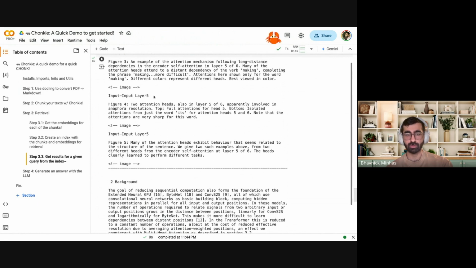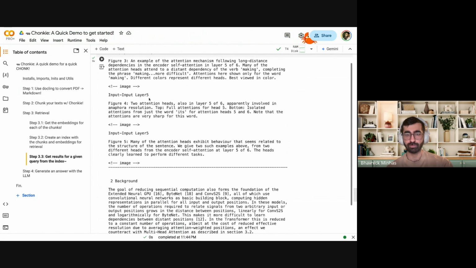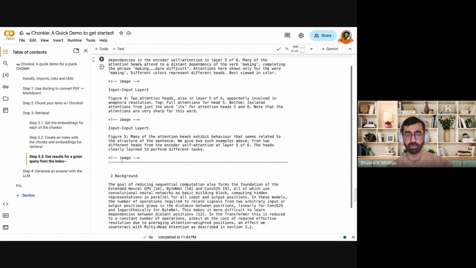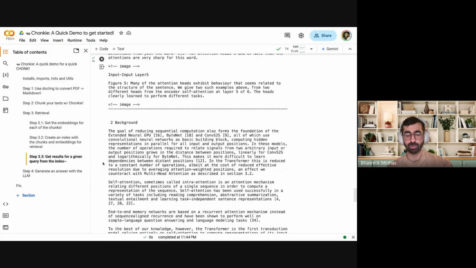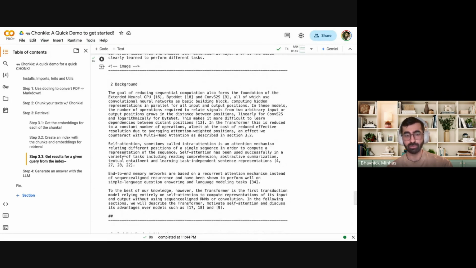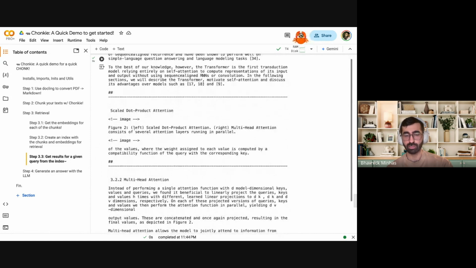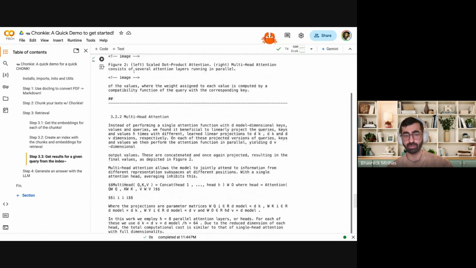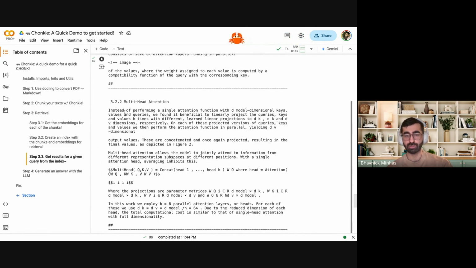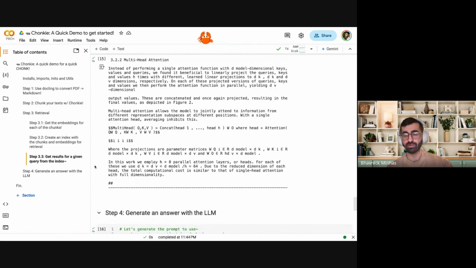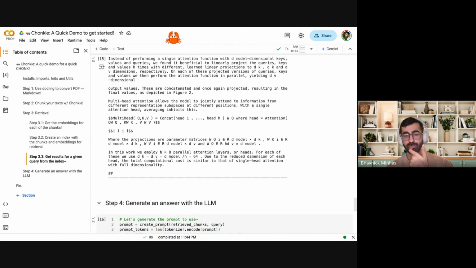The first chunk is about captions for images. That is on one page talking about that. The second chunk is the background on self-attention, which talks about self-attention, multi-head attention a bit, and scaled dot-product attention. The third one, and the last one, is the multi-head attention section. So that's essentially the top four chunks.